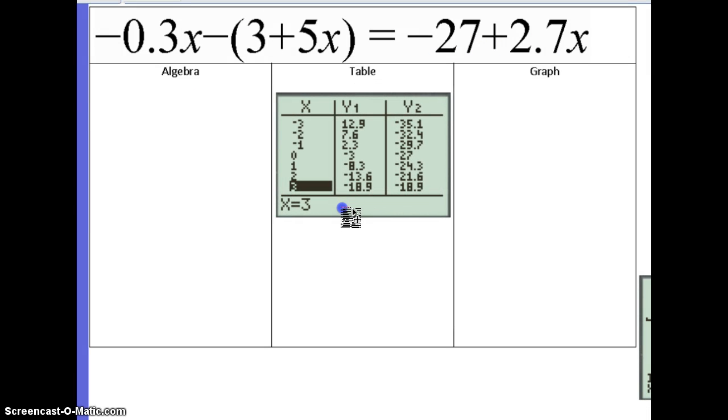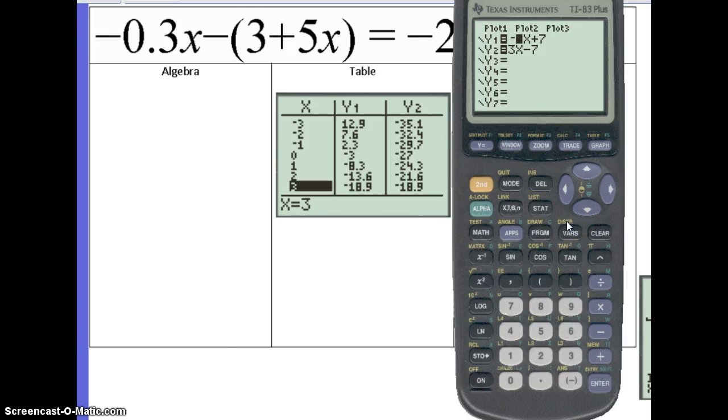So here's what I get when I use the table. Let me put that in a calculator. Actually, I'm about to run out of time here, so let me stop this recording and I'll come back with number 3.